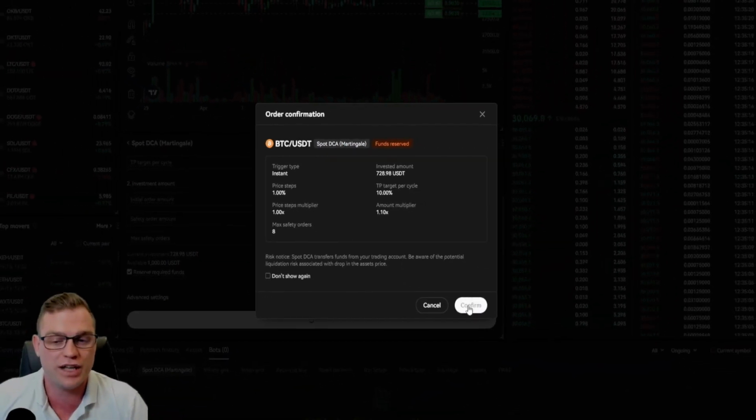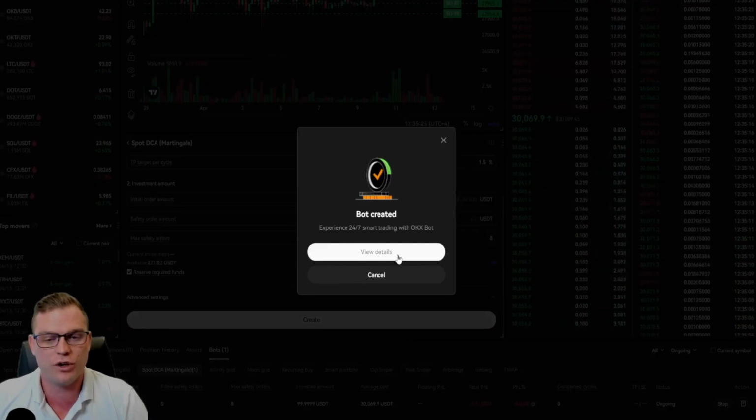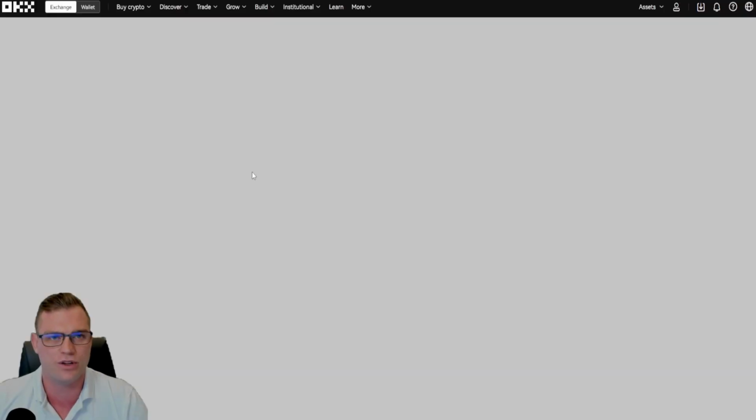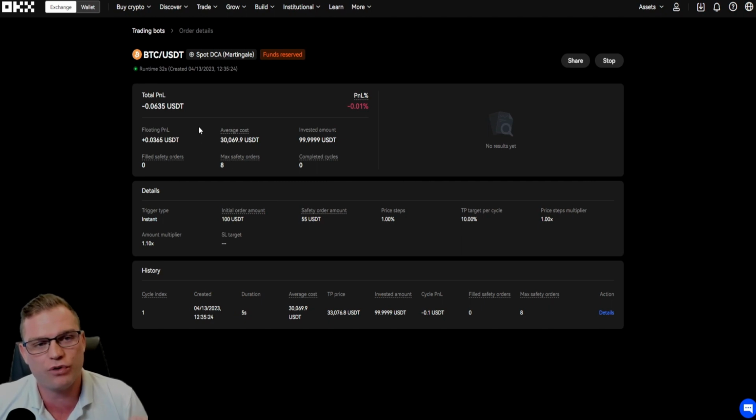If you did want to start that bot, you can confirm it like so, and you can view the details on another screen. Here you can see all the details of your grid, the runtime, the floating profit and loss at 0.3 at the moment. I've just started it. If you wanted to share it with friends and promote OKX or stop the bot, you can simply stop the bot like so.